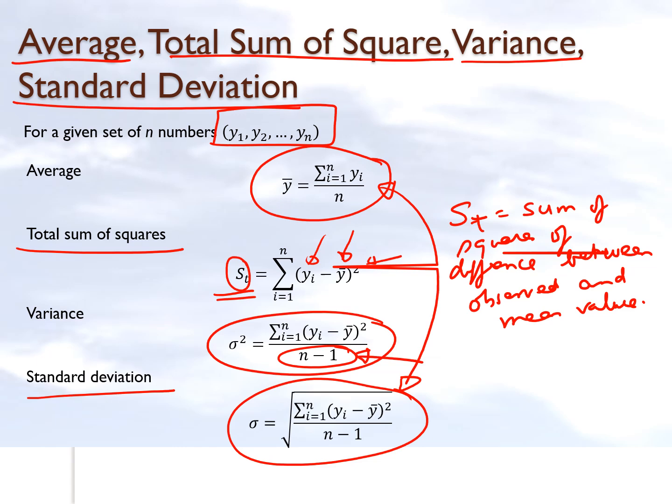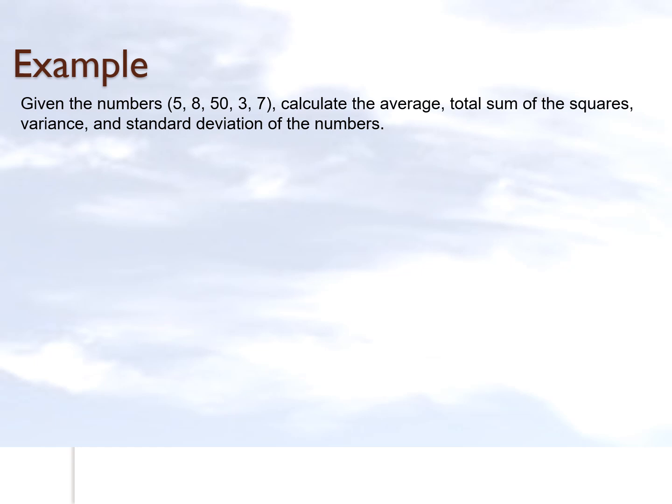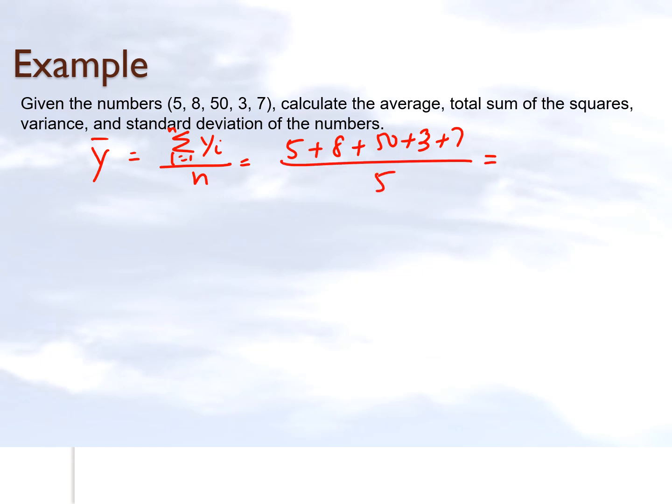And let's go and look at these numbers through an example. So here we're given some numbers. We want to be able to find out what the value of the average, total sum of squares, variance, and standard deviation is. So your y bar will be equal to summation y sub i of all the points divided by n. So in this case it will be 5 plus 8 plus 50 plus 3 plus 7 divided by 5, and that number turns out to be 14.6.